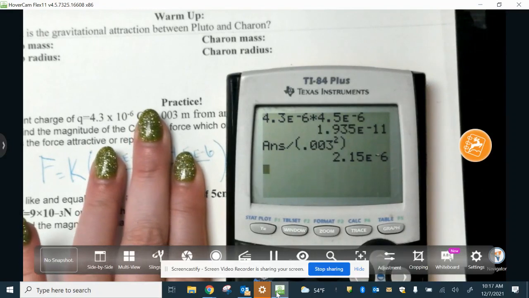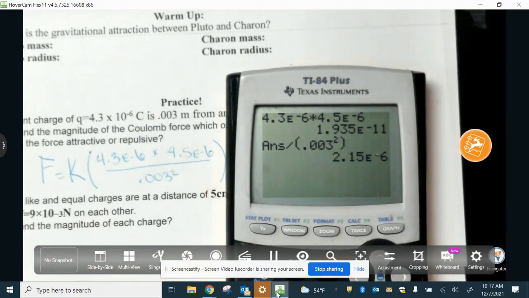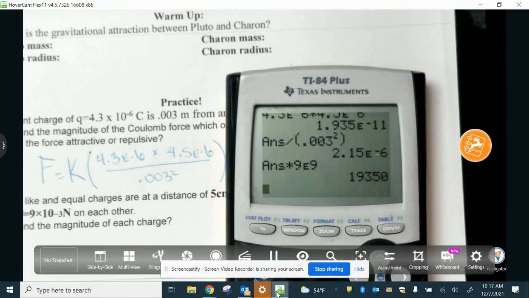Now what do I need to multiply it by? So 9 times 10 to the 9th. Keep in mind it's actually 8.98, so we're just rounding up. And I get an answer.